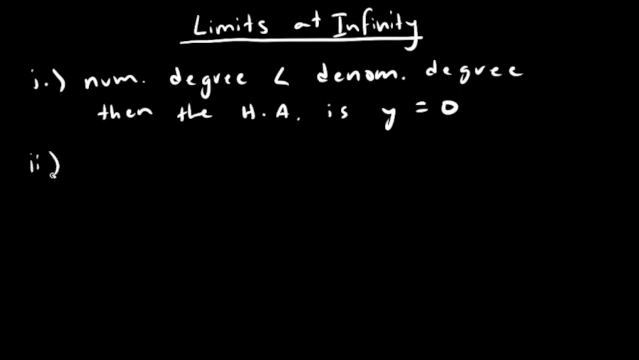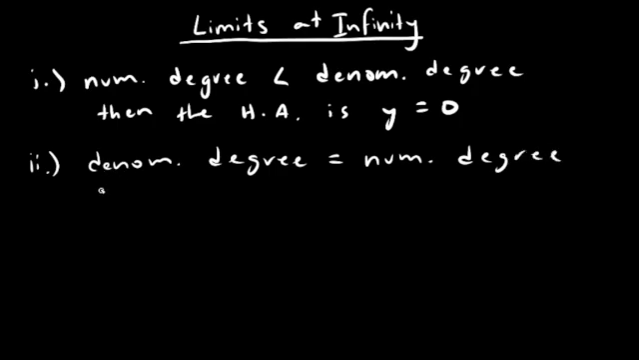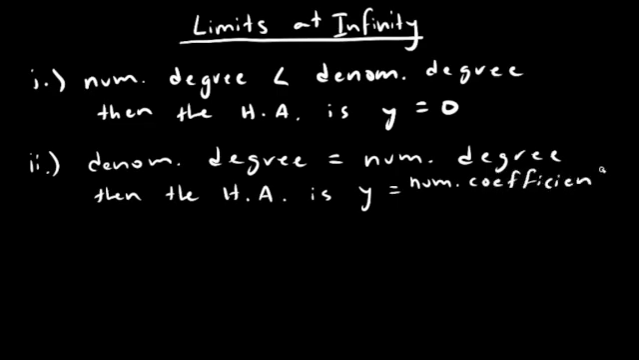The second rule that you want to know is that if the denominator degree is equal to the numerator degree, then the horizontal asymptote is y is equal to the numerator coefficient over the denominator coefficient.